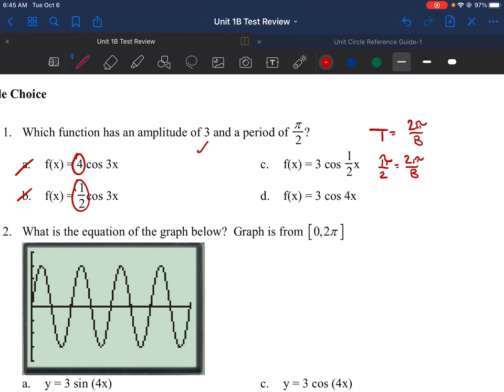Well, let's go ahead and do some cross multiplying. Anytime you have a fraction equal to another fraction, we can cross multiply. So pi times b, that's pi b. 2 times 2 pi equals 4 pi. Let's go ahead and divide both sides by pi. And we get that b equals 4, because we can see the pi's here cancel out. So the correct answer choice would be D, because we have the amplitude of 3 right here, and we have the b term of 4.